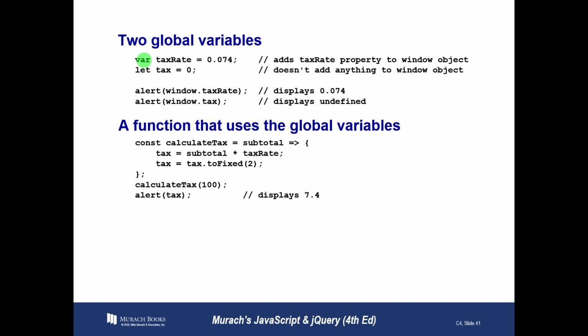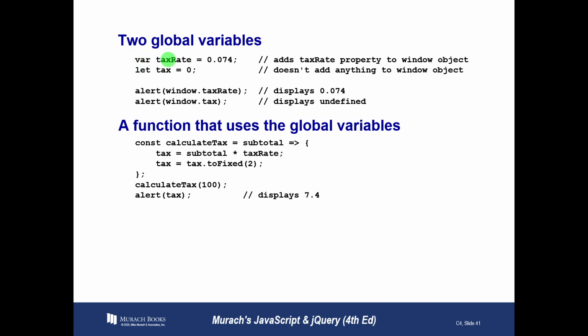One of them I'm declaring with the var keyword, which we haven't used much because you should really try to get away from using var. We're going to discuss a little bit more about why that is. We have already talked in earlier chapters about hoisting and some of the problems that can happen there. But let's look at these two global variables.